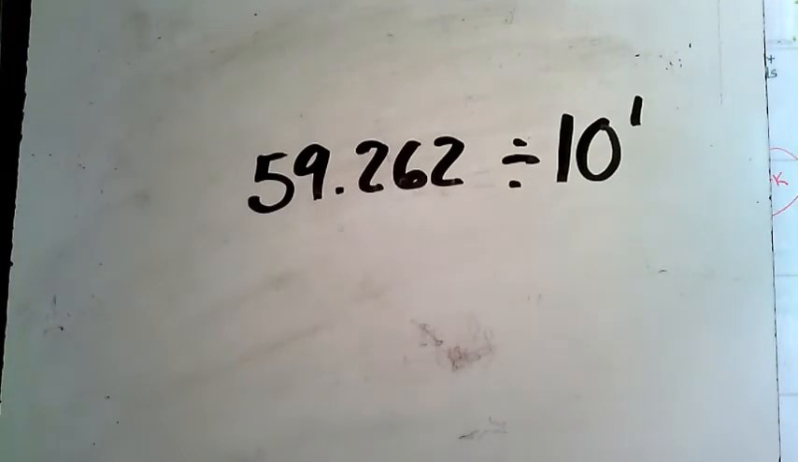All right, so let's keep moving on with problem number 3. Problem number 3 is an order of operations problem. 59 and 262 thousandths divided by 10 to the first. Remember, when we solve these problems, we can use our shortcut or our trick to work smarter, not harder.